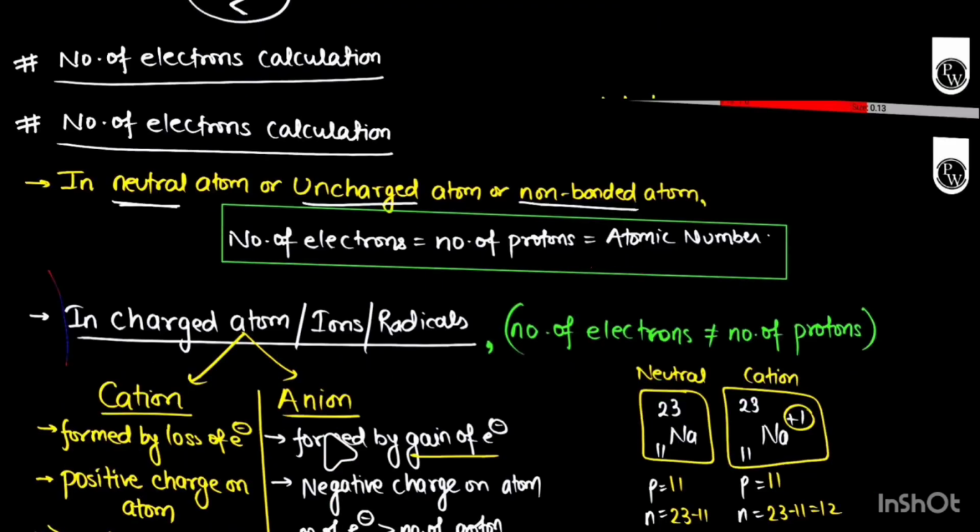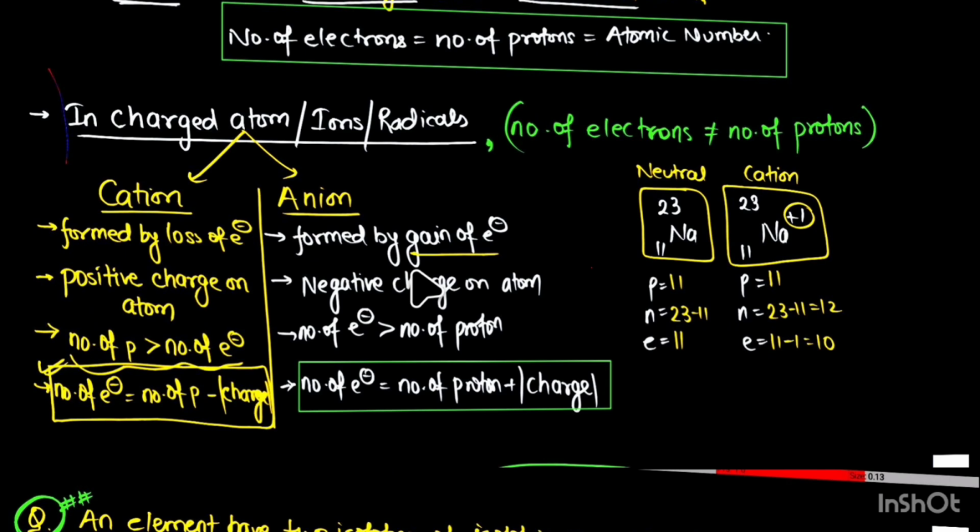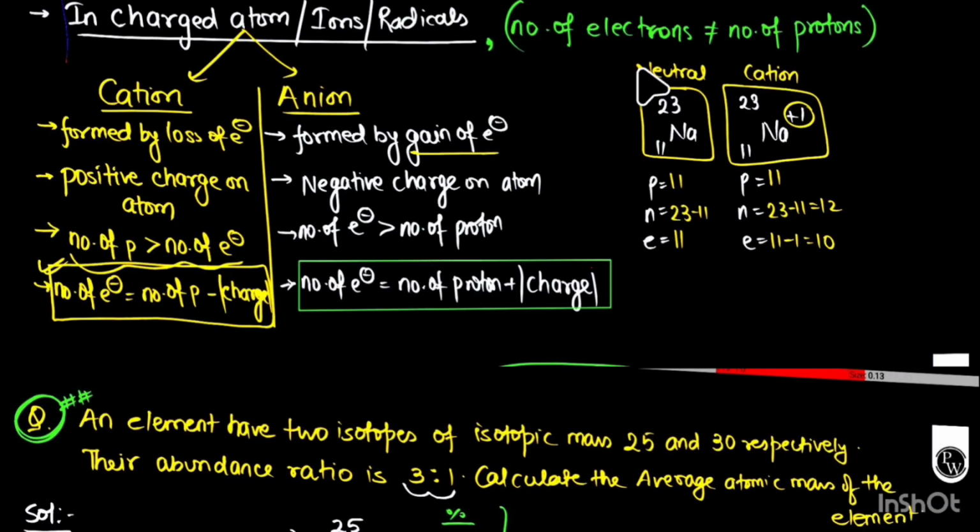Okay, yeah. So we can understand the number of electrons calculation like this. In a neutral atom, or uncharged atom, or non-bonded atom, the number of electrons is equal to the number of protons, which is equal to the atomic number. We have to remember. And in a charged atom, ions, the number of electrons is not equal to the number of protons, right? There are two types of charged atoms: cations and anions. Cations are formed by the loss of electrons, with positive charge on the atom. Number of protons is greater than number of electrons, and number of electrons is equal to number of protons minus charge. Anion is formed by the gain of electrons, negatively charged. Number of electrons is greater than number of protons, and number of electrons is equal to number of protons plus charge, right?